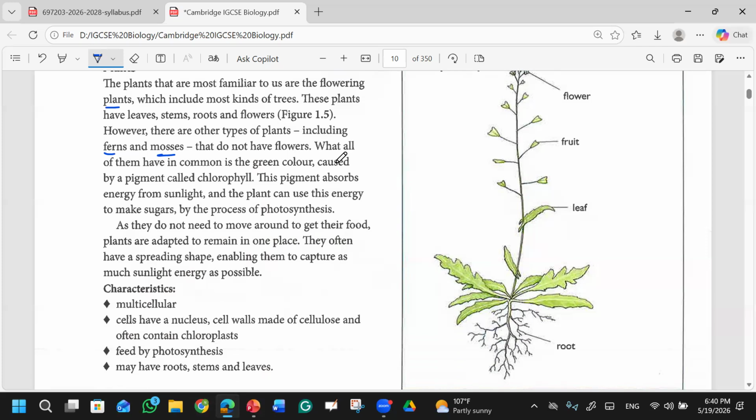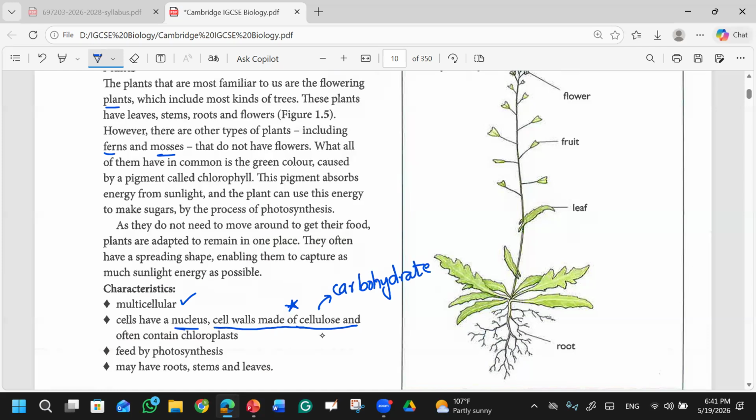Now, why do we place them in the plant category? Because they are multicellular. First, they have a cell with a nucleus. They have a cell wall made up of cellulose. This is important. Mark it in your book that the cell wall of plants is made up of cellulose. And what is cellulose? Cellulose is a type of carbohydrate. So the plant cell wall is made up of cellulose.